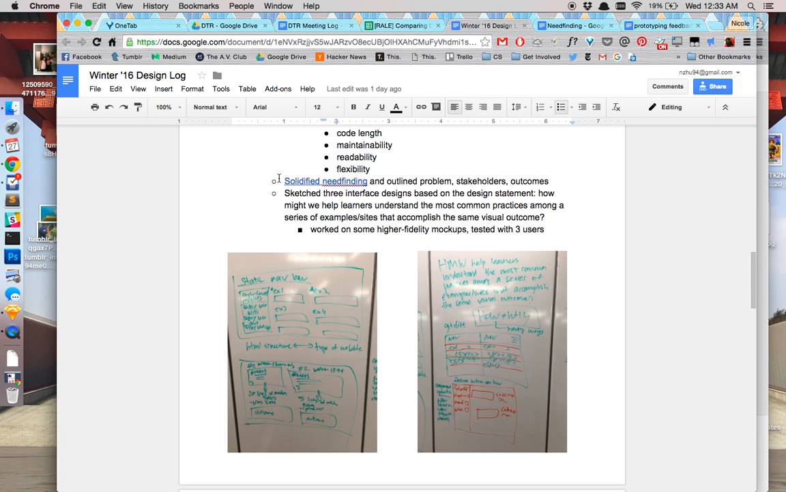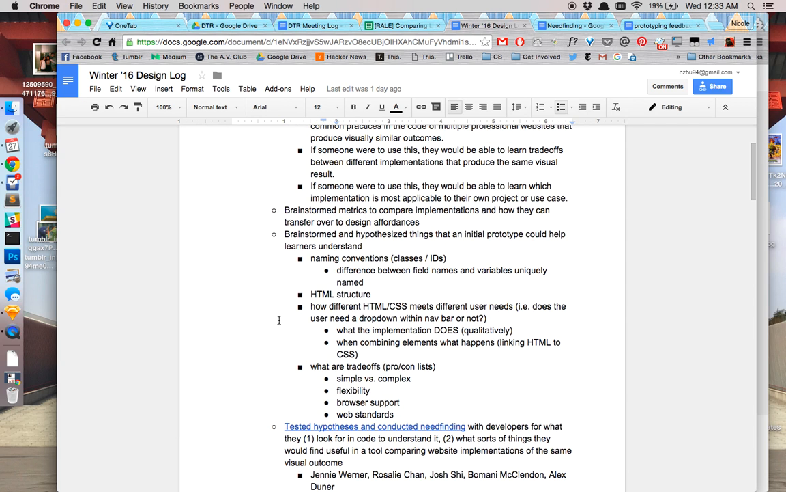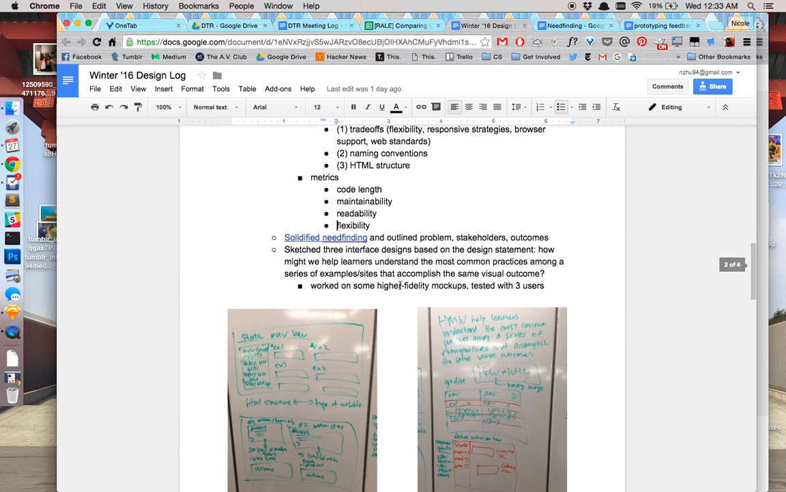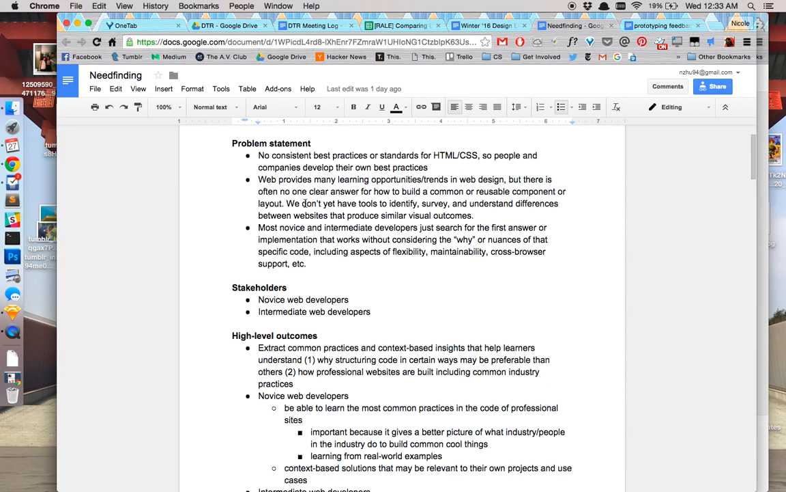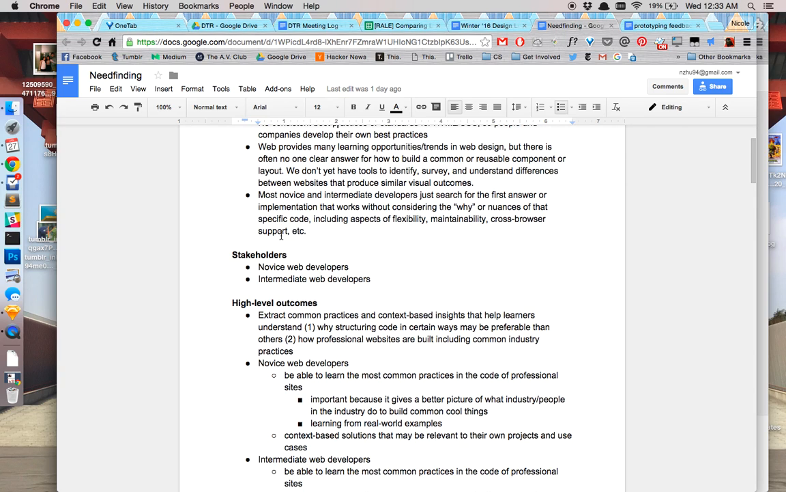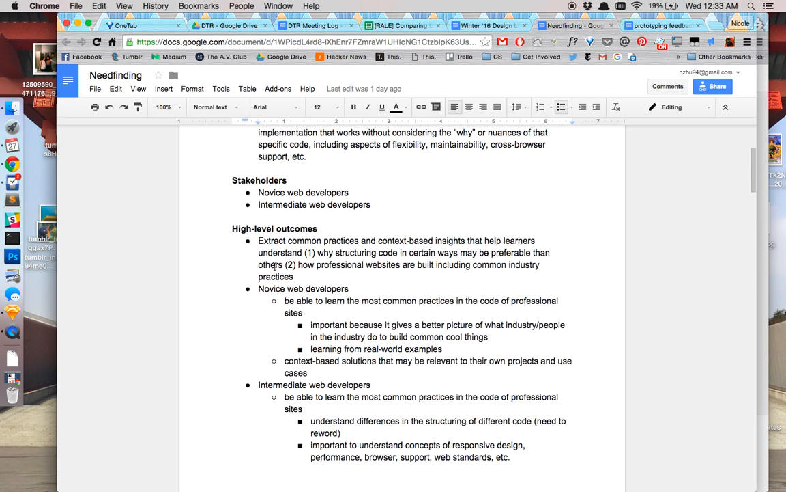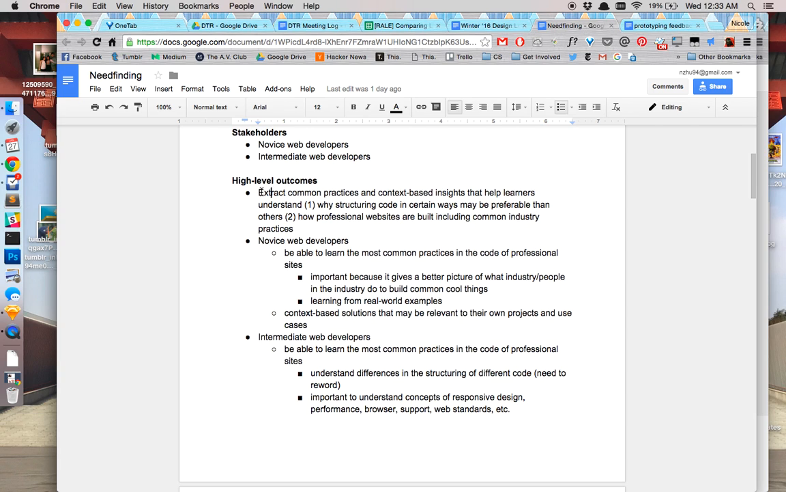So for my first sprint, I focused mainly on testing some hypotheses I initially came up with and solidifying my need finding by outlining a clearer problem statement, defining my stakeholders and users as novice and intermediate web developers, and outlining some high level outcomes for both users.